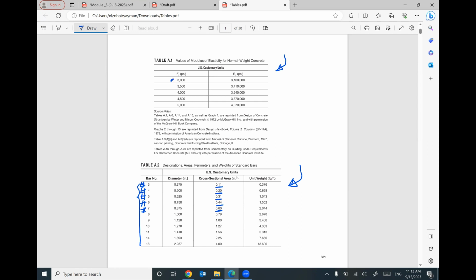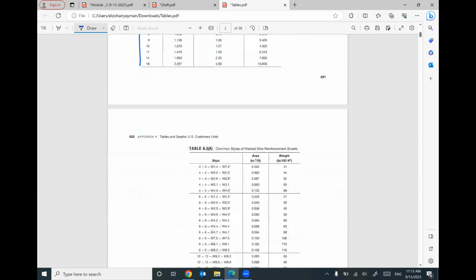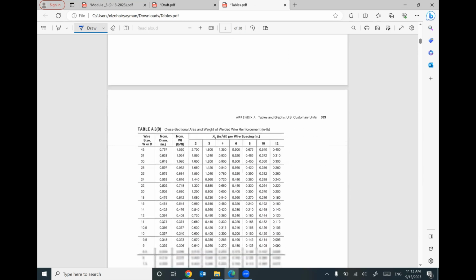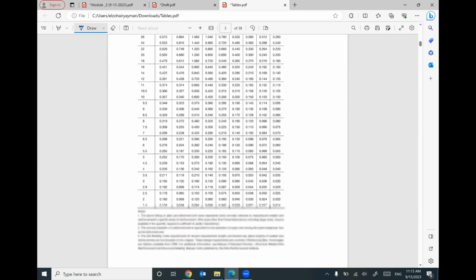Based on the value of F prime C, this table can tell you what is the E concrete. If you remember last week, we had a value called the modular ratio, which equals E steel divided by E concrete. And we covered before that E concrete equals 57,000 square root of F prime C. If you don't like to use this expression, go ahead and use this table. Based on the value of F prime C, it tells you the Young's modulus of concrete. We have many things in these tables, and we will use them one by one later.